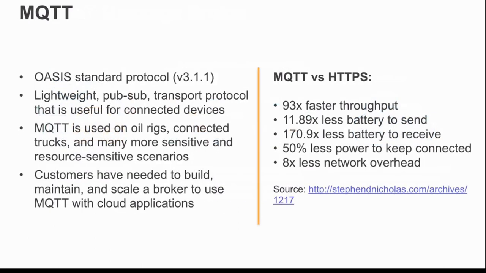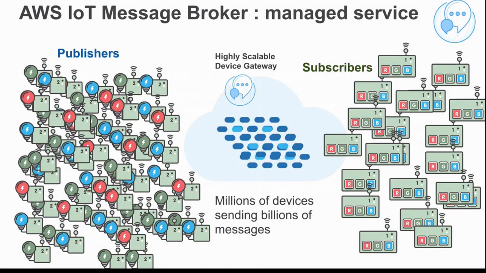MQTT particularly is excellent for power and CPU constrained environments, where resources are constrained and you want to make very efficient use of client resources, particularly from a power efficiency perspective. So you can see there 170.9 times less battery to receive data over MQTT. This is really by virtue of the lightweight nature of the protocol combined with the mutual certificate-based TLS authentication that takes place. So there's no need for session key generation, which is a very computationally intensive part of the process here. And as I said, our gateway is a managed service.